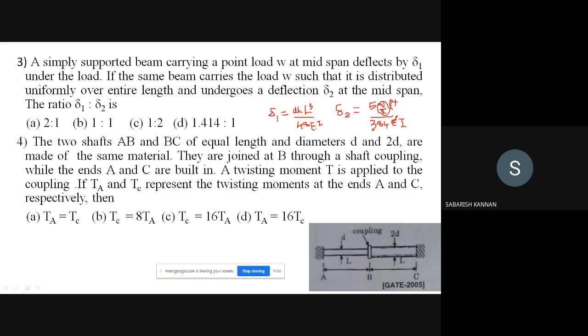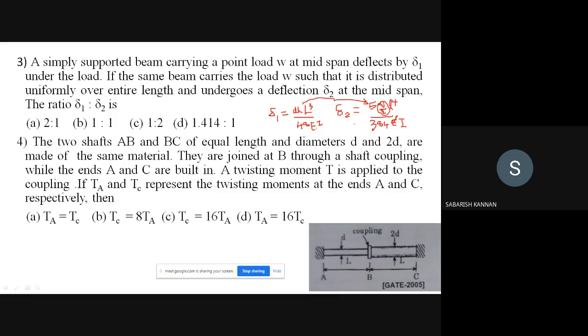Okay. So now del 1 we have, del 2 we have. Del 1 is to del 2. Now we directly equate these two and strike out the same values on both sides. W will get cancelled, L and L cube will get cancelled, and EI will get cancelled. Only 1 divided by 48 is to 5 divided by 384.